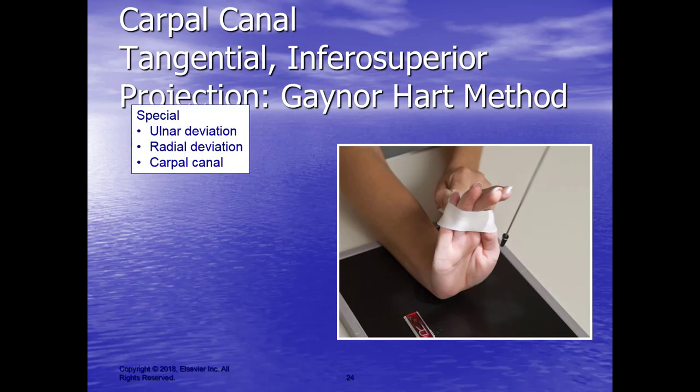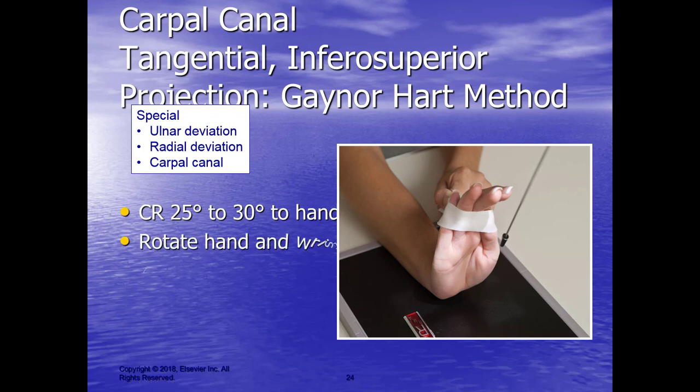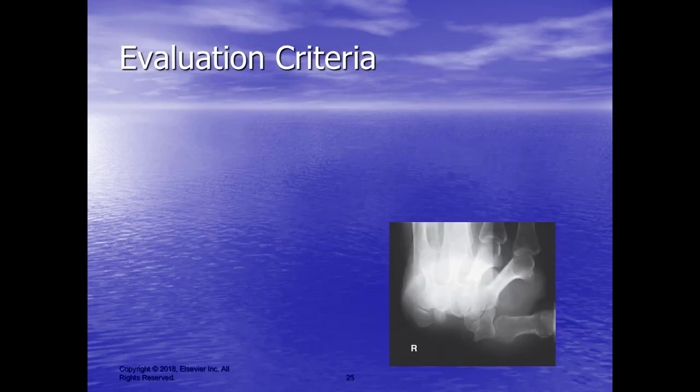If you're doing a carpal canal, the patient needs to be set at the end of the table, and they are going to need to flex their fingers back. You can use their other hand to do this, or sometimes people will use a piece of tape. Your central ray is going to be 25 to 30 degrees to the palm of the hand. No rotation of the hand and wrist. So when they lay down on the table, you just want to make sure that there's a natural 10 degrees rotation. If not, then you're going to need to slightly rotate them, but not by much.